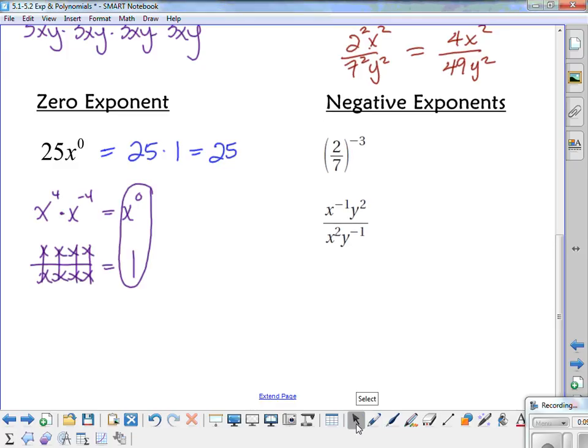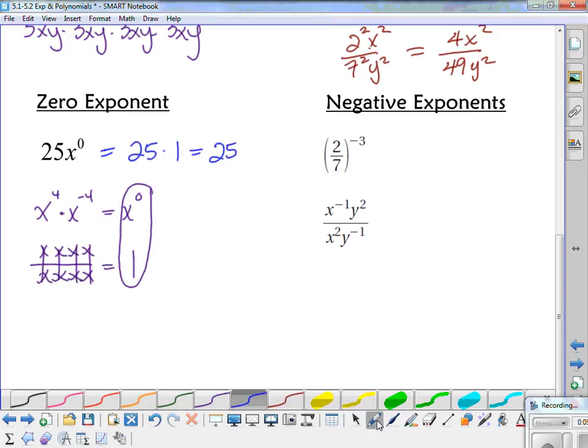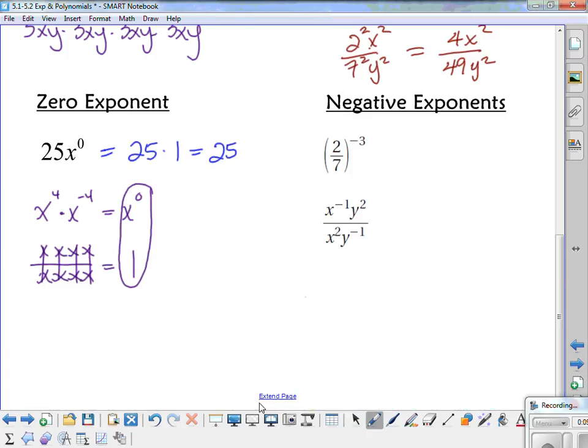Okay, negative exponents means that you have to flip it over. Oh, that's all connected. Okay. Because if I have x to the negative 1, that's just 1 over x. So when there's a whole fraction, you essentially just take the reciprocal. So this would equal 7 over 2 to the 3rd power, which is 7 to the 3rd over 2 to the 3rd, which is 343 over 8.